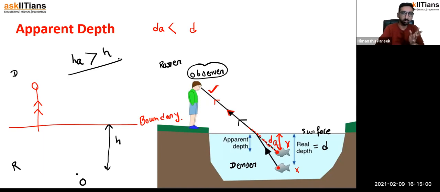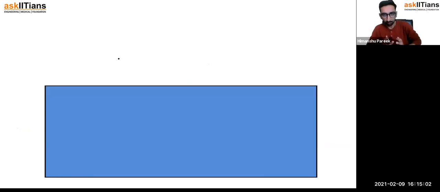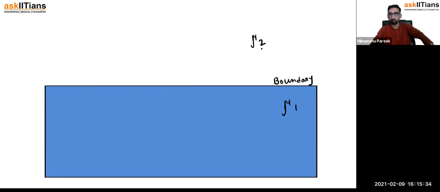So I'll do some calculations now. Here we can see we have the boundary, that's the boundary separating two mediums, and what we have to calculate is, suppose we want to measure how much lifted the bottom will be seen by the observer who is standing outside. So suppose this has a medium refractive index mu1, and this one I am taking mu2. Okay, and I'm taking the case mu1 greater than mu2.